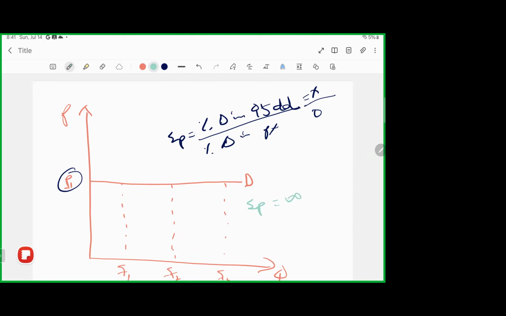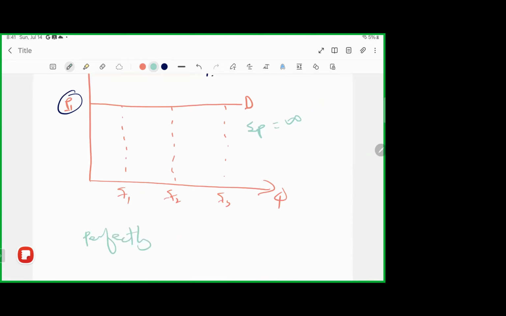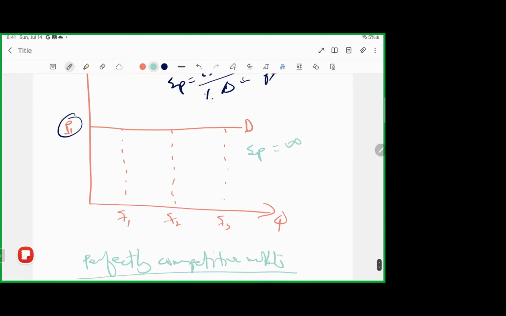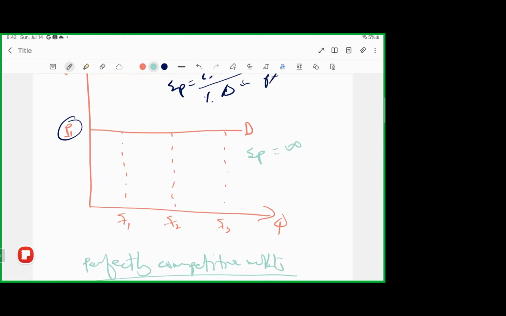This is the demand curve for perfect competition. We will use this particular curve to do a lot of exercises. So we're dealing with this one in subsequent sessions, not necessarily when we are doing the market structures.